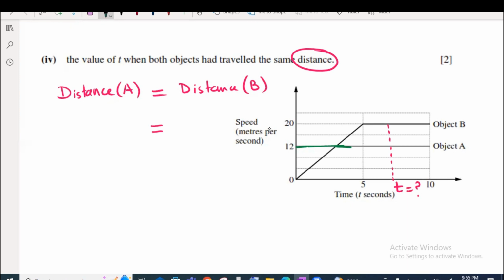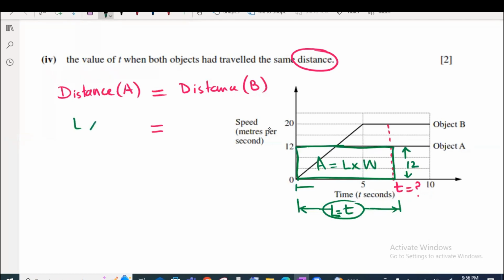So object A, the shape of object A in this case is a rectangle here. The distance is the area under the graph. The length of this rectangle, the complete length, is t. And the width of the rectangle is 12. So the area of a rectangle is length times width. We can find the distance of object A by multiplying 12 and t. 12 into t.